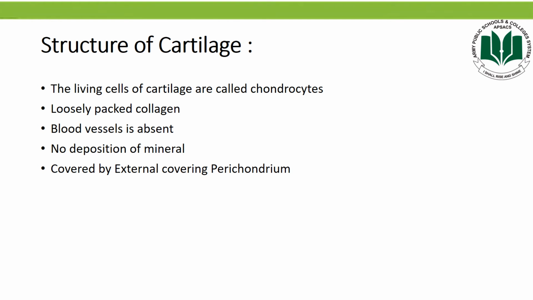So cartilage is composed of cells that are called chondrocytes. Cartilage has only one type of cell, called chondrocytes. It is composed of loosely packed collagen fiber. Blood vessels are totally absent in cartilage. The deposition of minerals is also totally absent in cartilage, and the cartilage is covered by an external covering called perichondrium. These are the general features of the structure of cartilage.